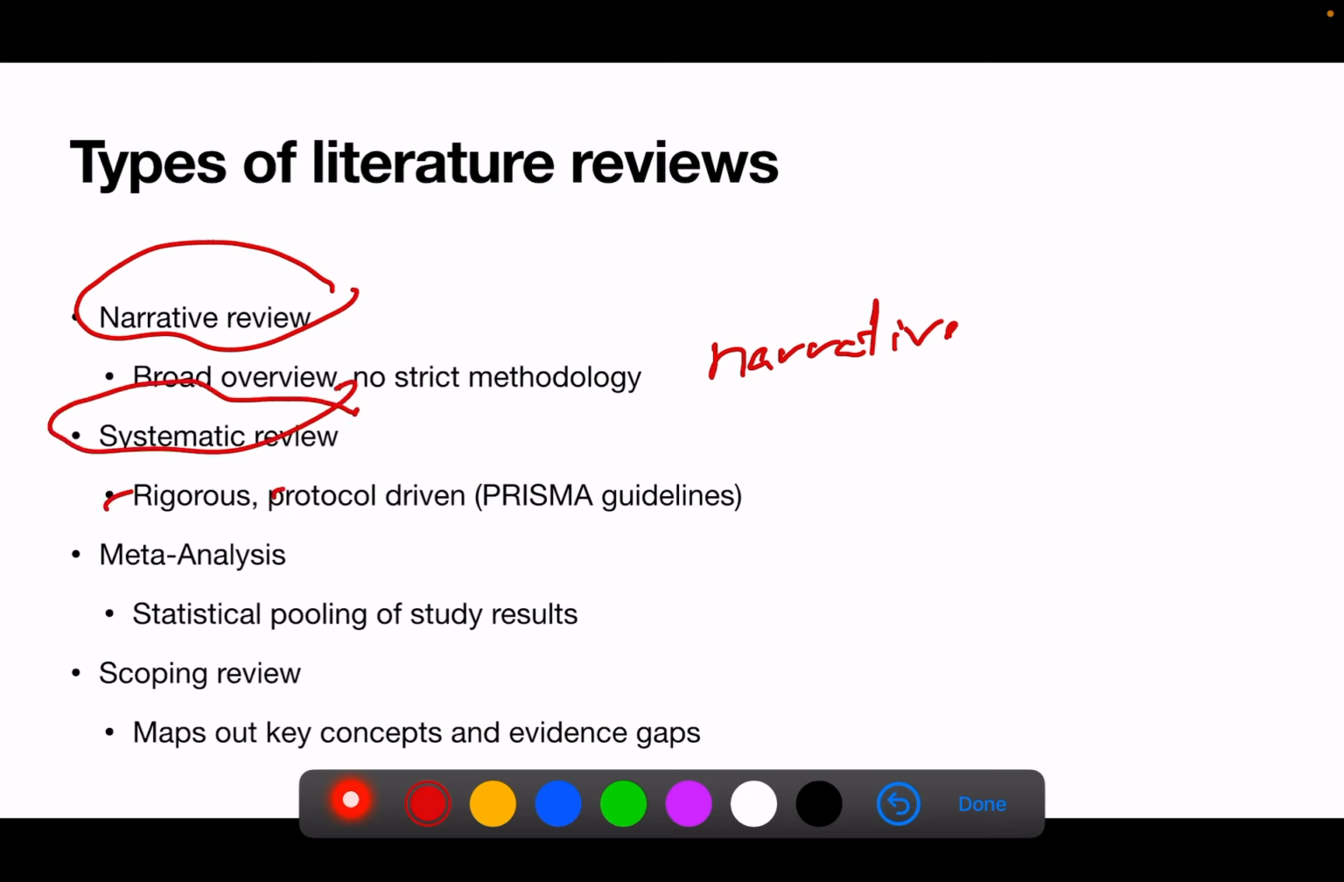And for systematic reviews, we primarily use PRISMA guidelines. Your meta analysis involves statistical pooling of study results. So you combine several different studies statistically in order to generate a much larger picture of a particular phenomenon. Scoping review, on the other hand, simply maps out key concepts and evidence gaps.